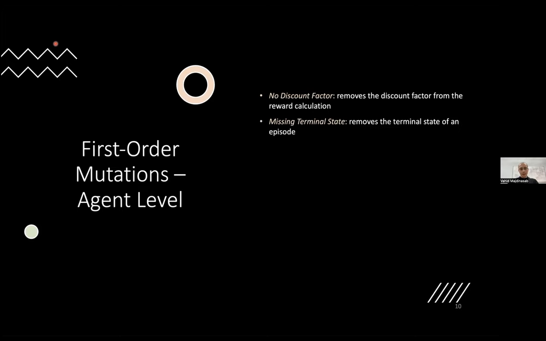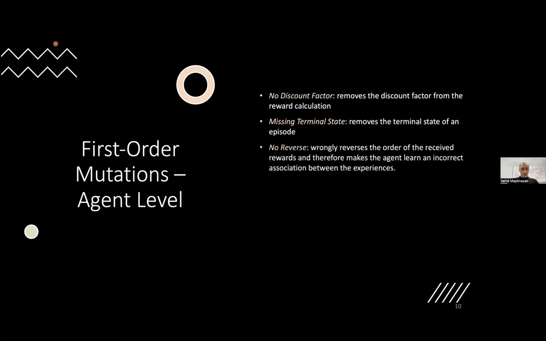The terminal state in an environment signals to the agent when an episode is over. So the missing terminal state operator removes this terminal state from the agent's observations, so the agents can't see the signal. Now, some reinforcement learning algorithms need to reverse the order of the observations that they have made in order to trace back their decision-making process. The no reverse operator removes this reversing process, which can lead to the agents learning an incorrect association between the states and rewards.